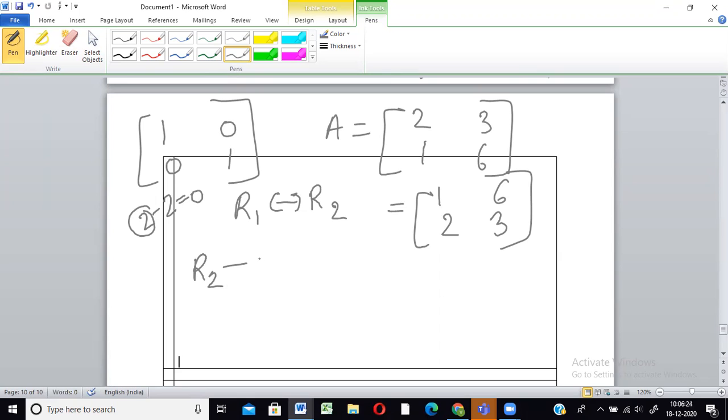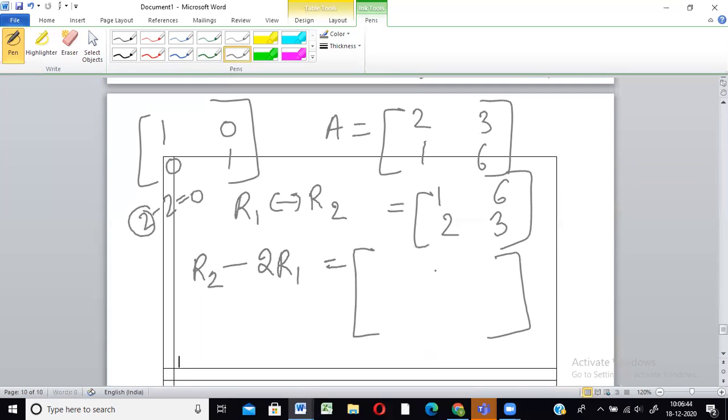But as I said, you cannot directly write minus 2. You have to write that is 2 into 2 times row 1. Are you understanding? So that's the suitable operation will be used. So 2 into row 1 is 1, right? So 2 into 1. So that will be 2. So R2, 2 minus 2 will give me 0.